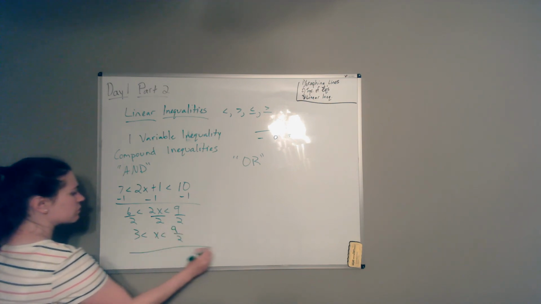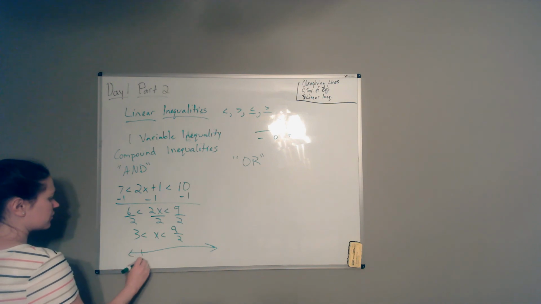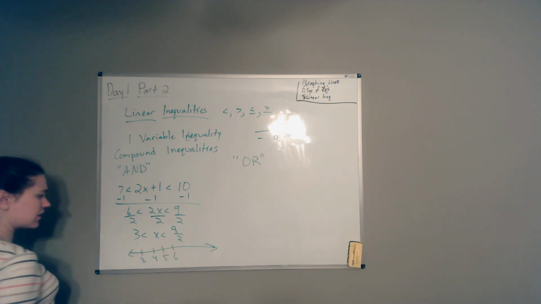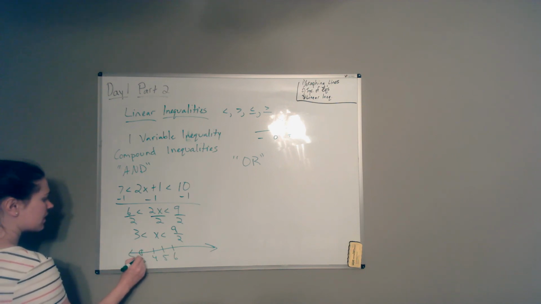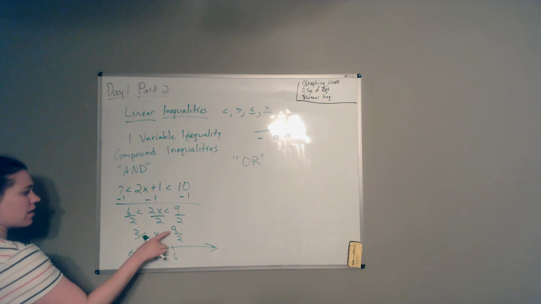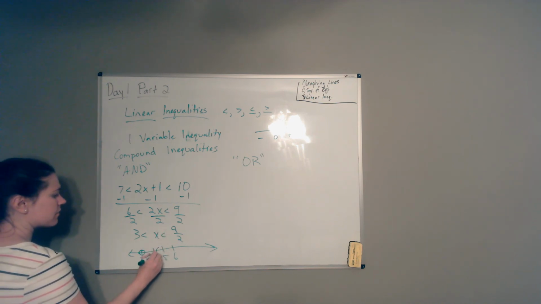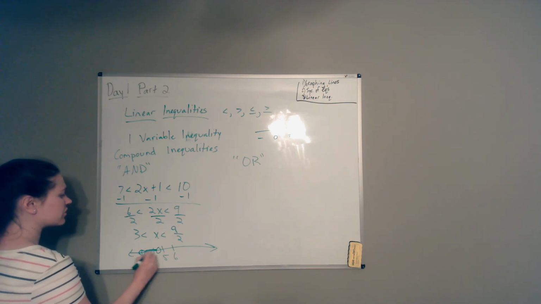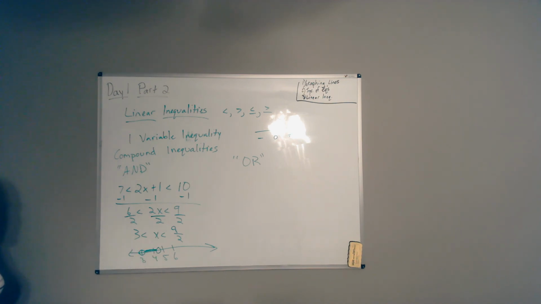When you put this on a number line, here's 3, 4, 5, 6. x is going to be greater than 3 but less than 4.5. So you're in between, sandwiched between those two values.